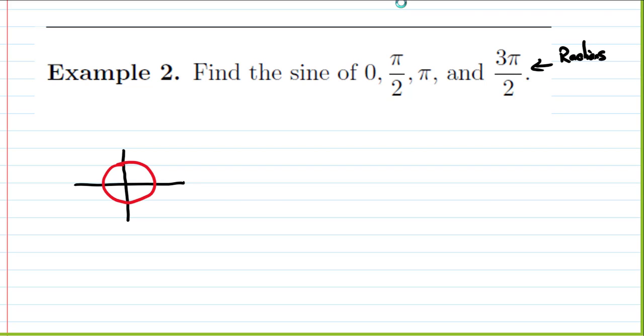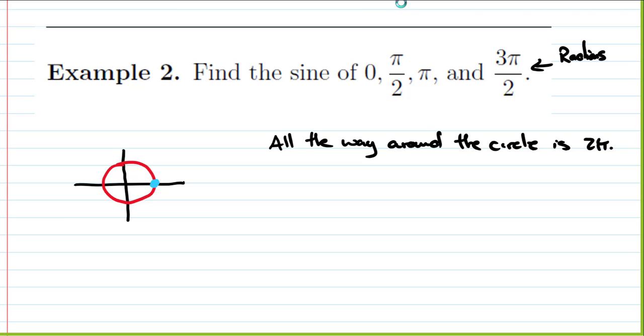So the entire circle is 2 pi radians, right? Well, so 0 is going to correspond to this point right here. So if this is 0, what's its ordered pair going to be if it's on the unit circle? Well, my radius is 1, so that's going to be at the point 1, 0.